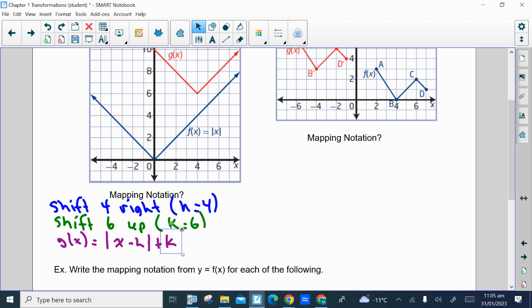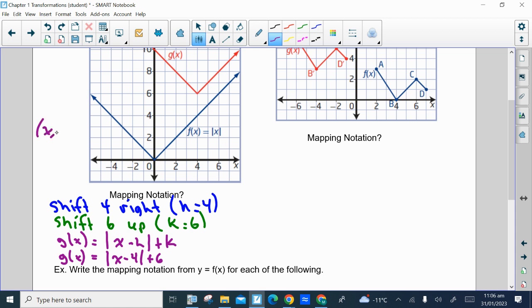And so now if we actually insert them in there, our value of h is positive 4, so it'll stay x minus 4. And our value of k is also positive 6. Our mapping notation, because we went 4 to the right, you're adding 4 onto the x values as well as adding 6 onto the y values.